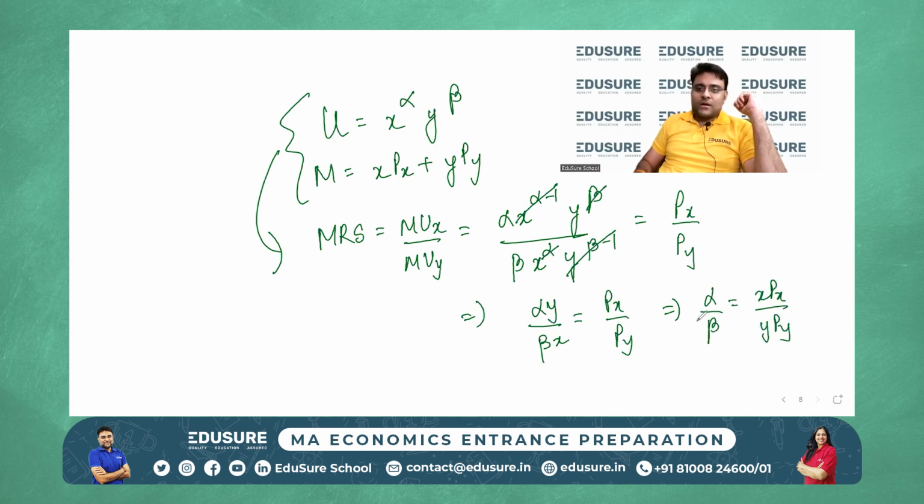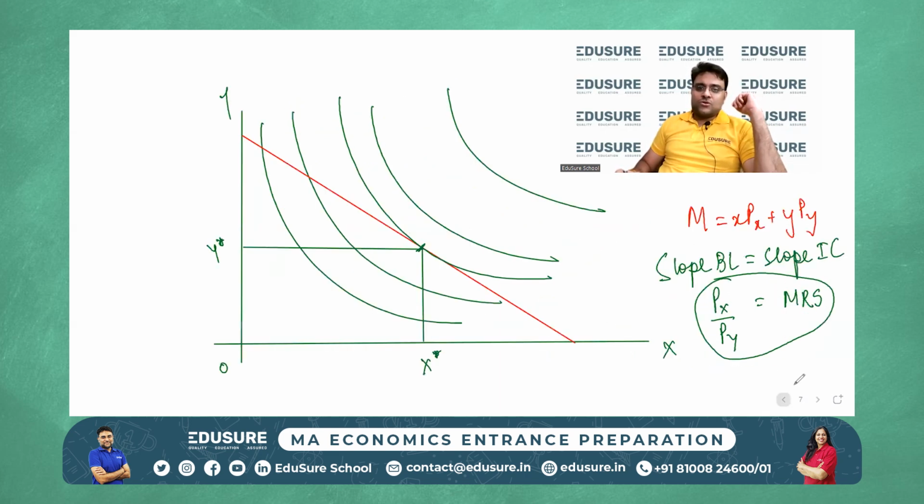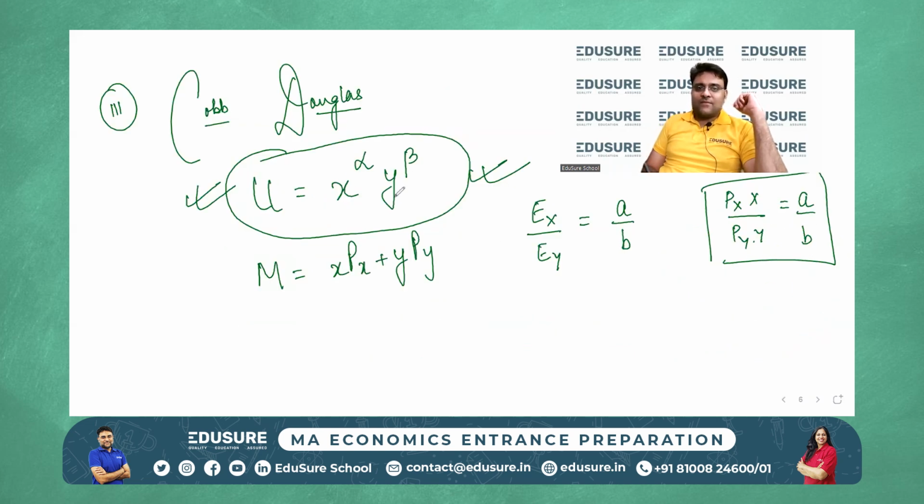Didn't I say that Cobb-Douglas is an example where the expenditures on x and y are in a particular ratio? The ratio is as follows. If you take a look at this, x to the power alpha, y to the power beta, whenever I have this kind of format, it means that expenditure on x by expenditure on y will always be in the ratio of the power of x divided by the power of y. This is the ratio in which the expenditure on x to the expenditure on y will be.